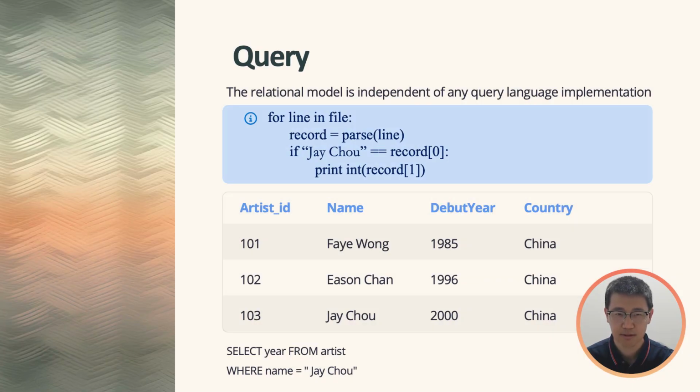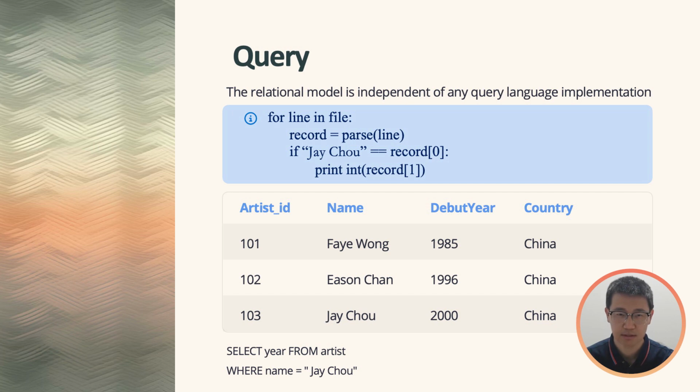Lastly, I mentioned that the relational model is independent of any specific query language implementation. If we don't have a DML or a DBMS, but I have a file and a bunch of data, in essence, this is a simple database. Earlier, when we defined the database, we said a database is just a set of entities. Let's take a look at the table on the right.